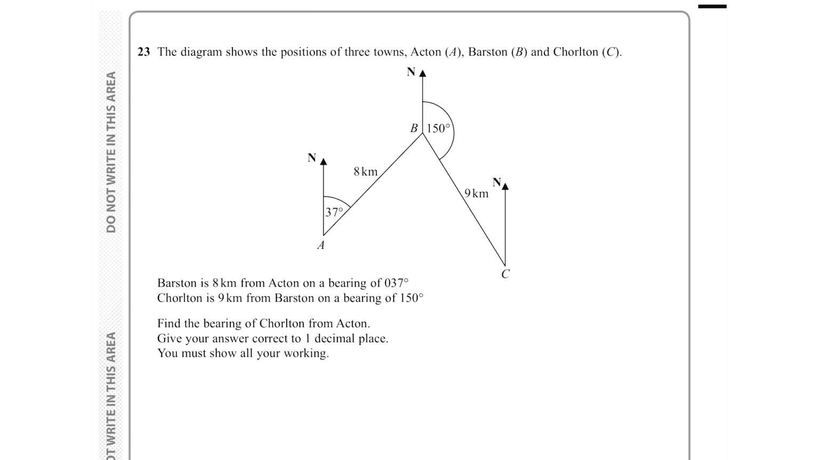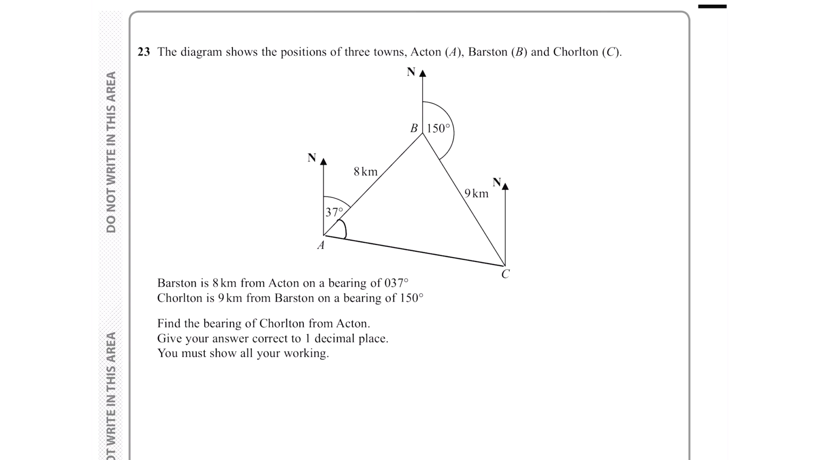It wants me to find the bearing of Horton from Acton. Just to clarify, what it wants me to find is this full angle here. That's what the question is asking for. So all I need to essentially find is this angle here and add it to 37. And that is what the question is asking for.